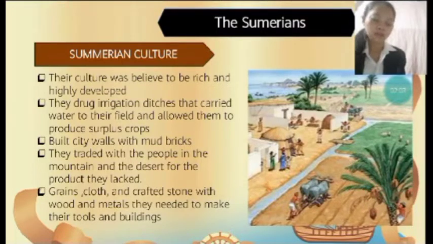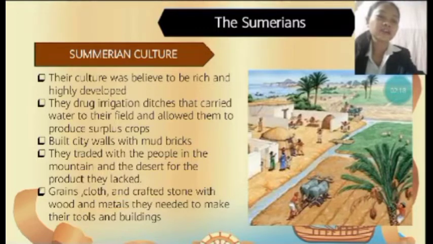But after a period of time, the Sumerians finally created solutions to their problems. They dug irrigation ditches that carried water to their fields and allowed them to produce surplus crops. They also built city walls with mud bricks. And they also knew how to trade with the people in the mountains and the desert for the products they lacked, like grains, cloth, and crafted stone, along with the wood and metals they needed to make their tools and buildings.